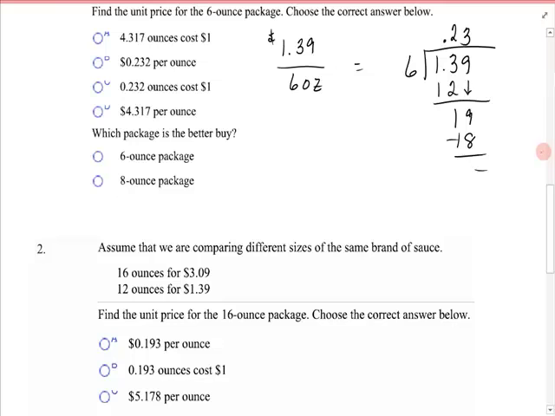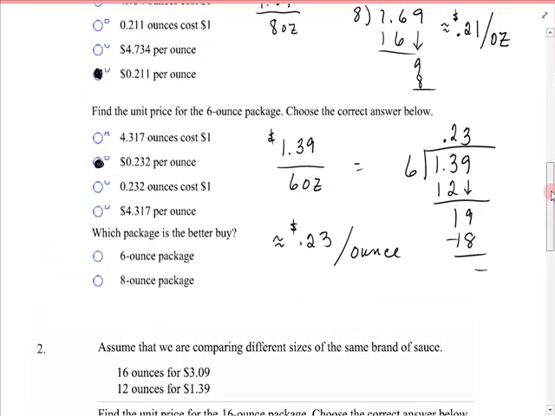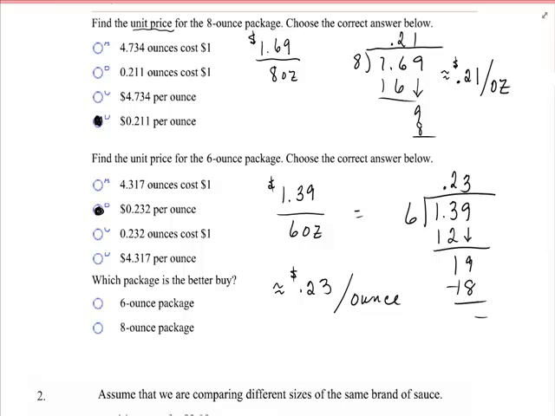I know I could continue to add zeros, but this is approximately 23 cents per ounce, because it was money on top. So that's money on top. Money, 0.23, and then they must have gone out one more decimal place, per ounce. It is choice B.